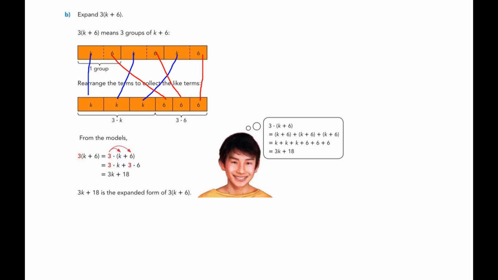How do you do this without a bar model? This is how you do it without a bar model, which is probably what you want to do. You don't want to draw this whole entire thing. You say, okay, I'm taking what's outside, and I'm going to distribute it to what's inside the parentheses, hence the distributive property of multiplication. 3 times k is 3k, and 3 times 6 is 18. So 3k plus 18 is the expanded form of 3 times (k plus 6), or 3 groups of k plus 6.